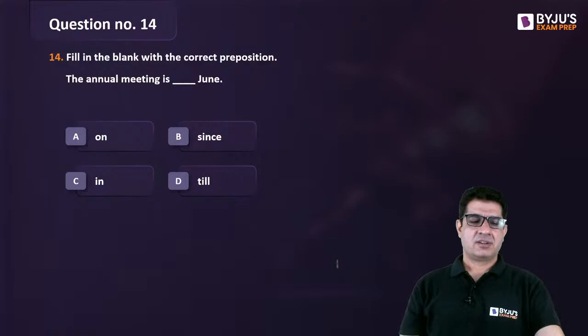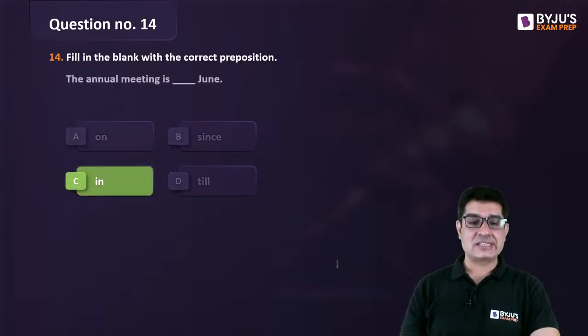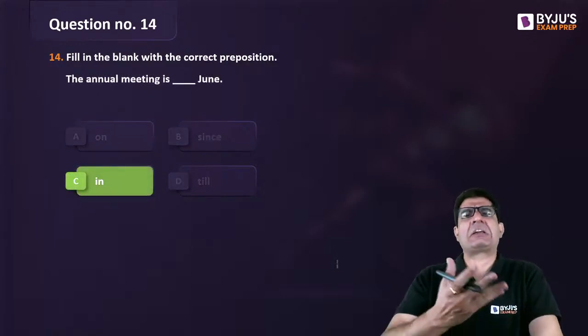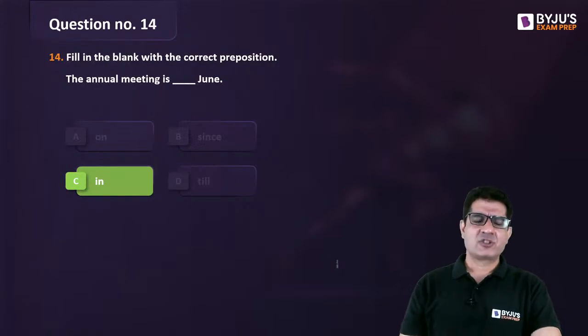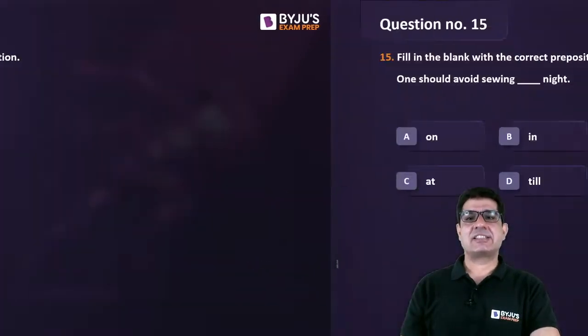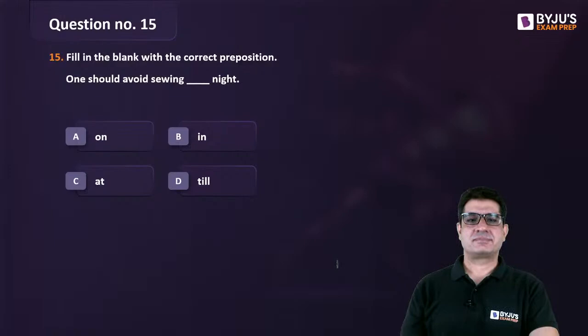Okay. So you are absolutely spot on. The answer is indeed option C, in June, in a given month. So that's right. Here is the next one. One should avoid sowing dash night.